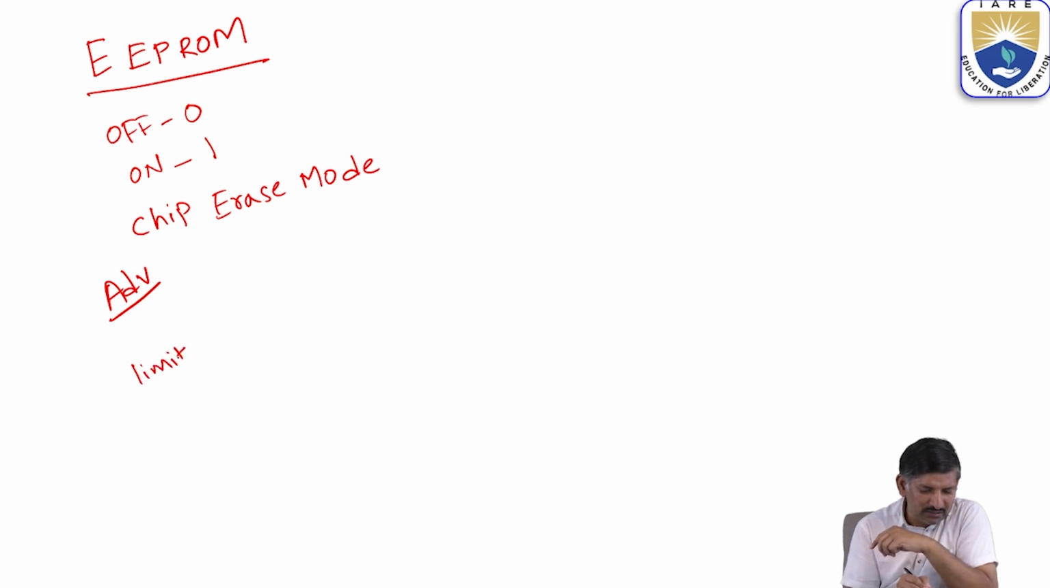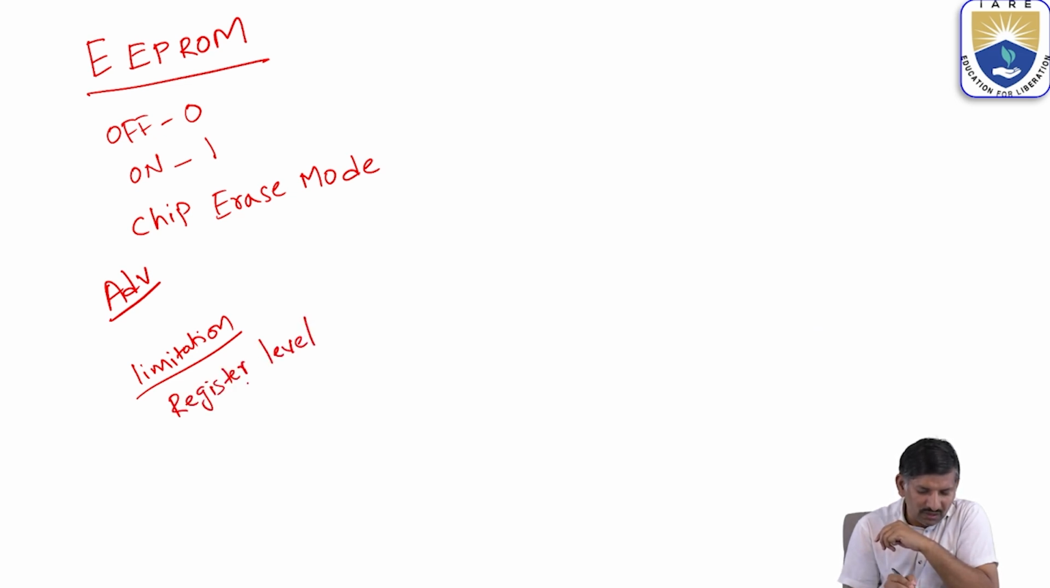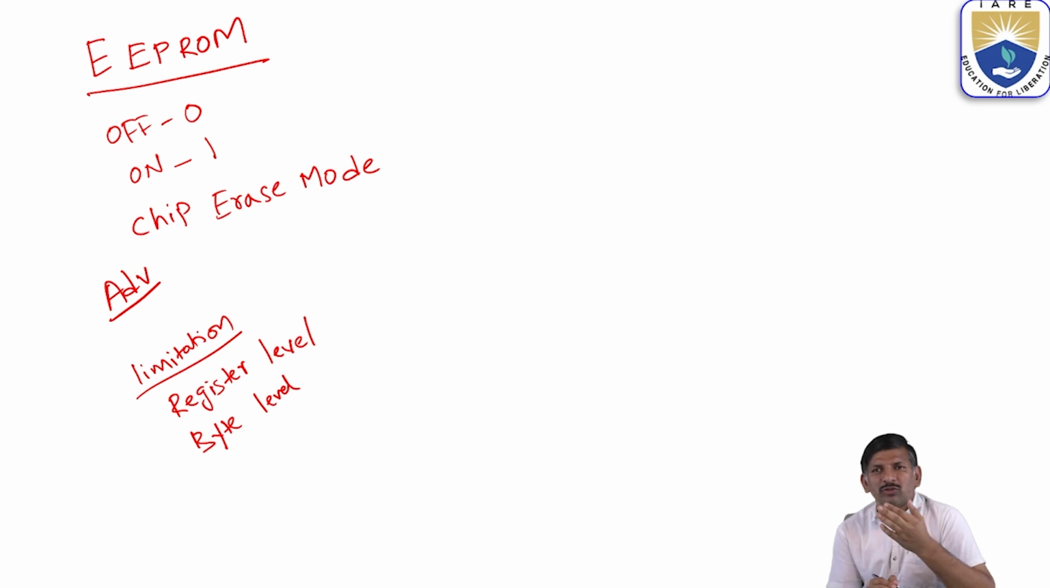Limitation is, it erases the data at register level or byte level. So just assume how much time it will take if you want to erase 1 MB data or 1 kilobyte data. Suppose if you want to erase 1 byte, it takes 1 clock cycle. If you want to erase 1 kilobyte, it requires 1024 clock cycles.